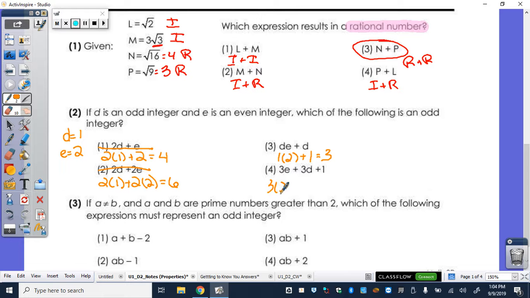So 3 times 2 plus 3 times 1 plus 1. It gives me 6 plus 3, 9 plus 1 is 10. So yeah, nope. And what's the third one?